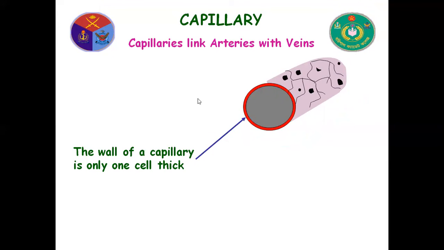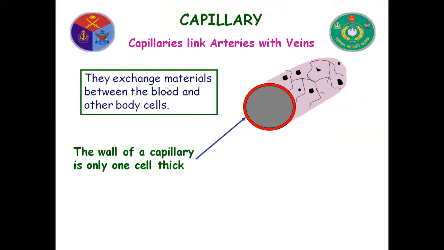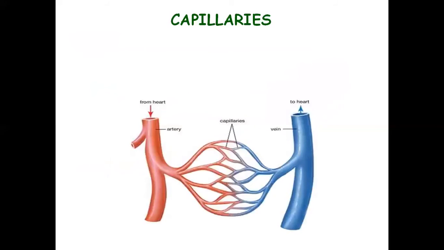Capillaries. Capillaries link arteries with veins. The wall of a capillary is only one cell thick. They exchange materials between the blood and other body cells. Actually, the joining position of artery and vein, which is a hairlike structure, is called capillaries. Look, this is capillaries, artery and vein. The middle portion is capillaries. Here, carbon dioxide and oxygen are exchanged. So it is very important.